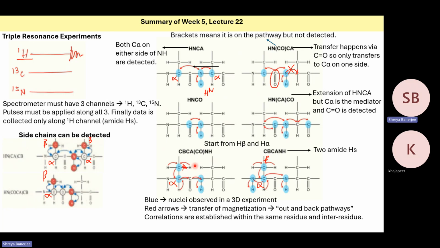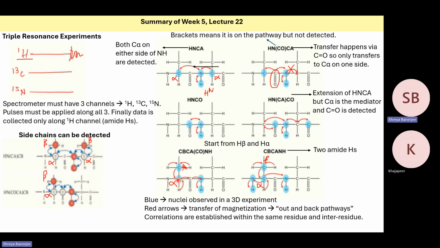And because H beta and H alpha are close in frequency, when you are exciting H beta, H alpha is also getting excited. So initial magnetization is partly on H alpha and partly on H beta. From the H alpha and H beta, it is coming to the C alpha. From H beta, it is coming to C beta, and then C alpha. From H alpha, it's coming to C alpha. So you are detecting C beta, you're also detecting C alpha. It's shown in blue here.